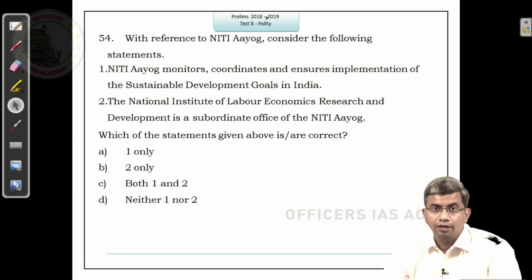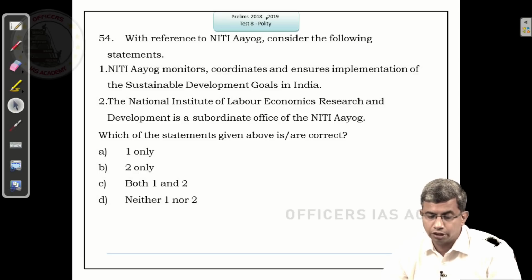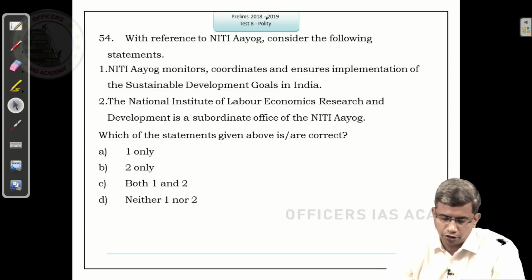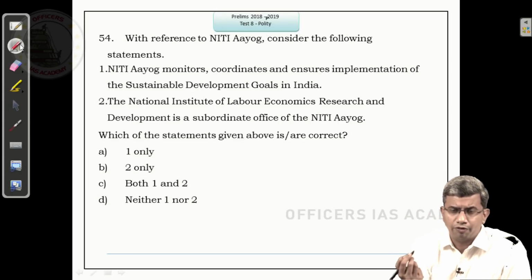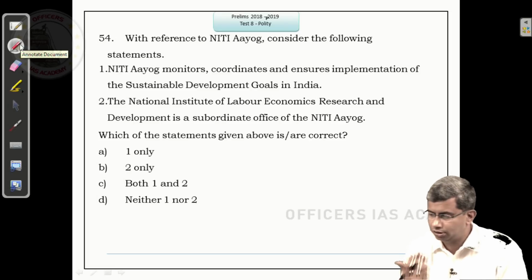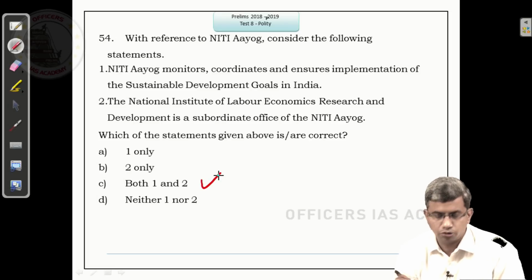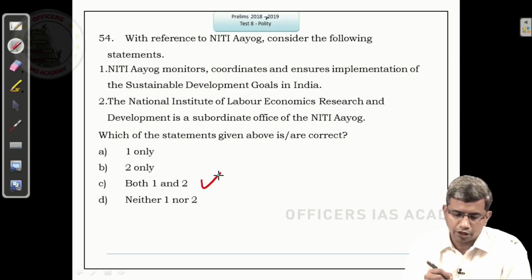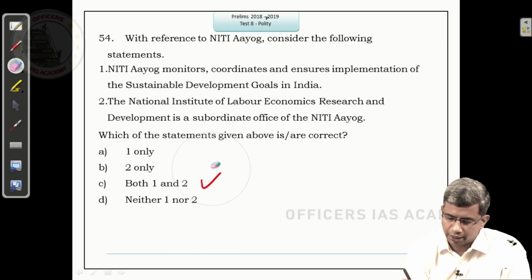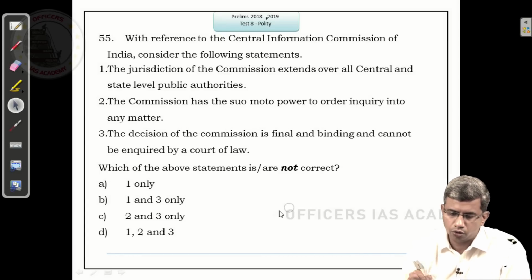Yes, it does. The National Institute of Labour Economics Research and Development is a subordinate office of the Niti Aayog. That is also a subordinate office of the Niti Aayog. So, these are straightforward questions, or rather fact-based questions. There is nothing much to discuss here. You should be aware of the facts. It has already been covered in your class. Please do revise it. So, the correct answer is both 1 and 2.